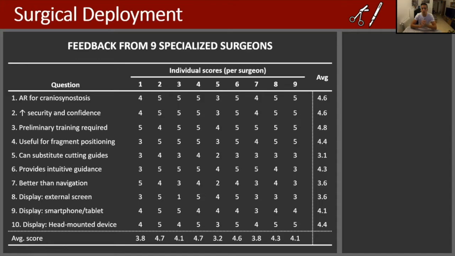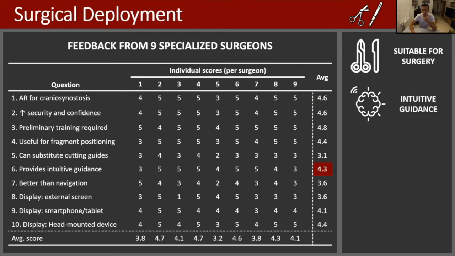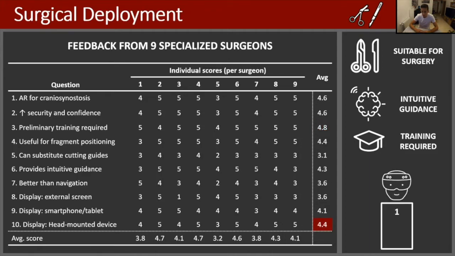Regarding the feedback from the specialized surgeons, we can see that most surgeons agree that this system is suitable for surgery, that it provides intuitive guidance and visualization in the operating room, but most of them agree that specialized training is required for the surgeons to perform well in surgeries using augmented reality. Finally, regarding the visualization platform, the preferred visualization platforms were the head-mounted displays and smartphones, which are preferred over external screens.